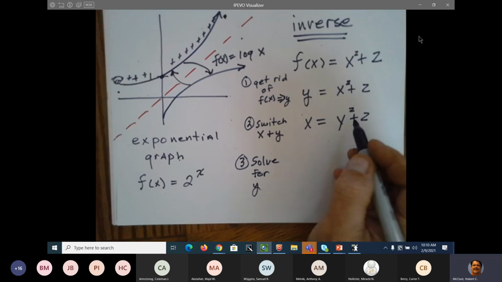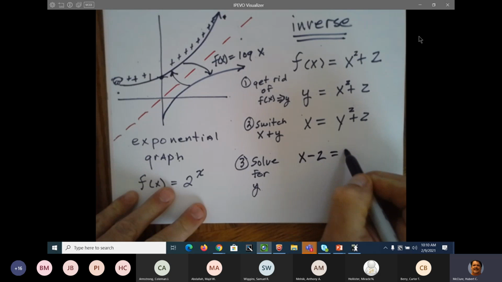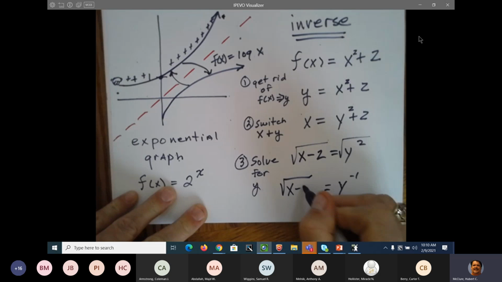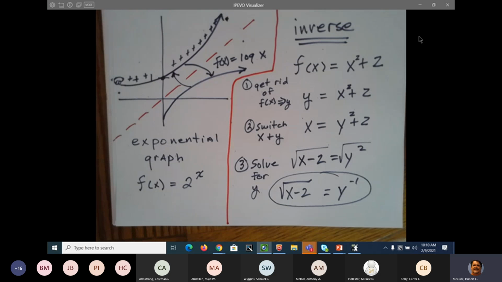So x minus 2 is equal to y squared. Take the square root. Y inverse is equal to the square root of x minus 2. Now I just showed you how to find, algebraically, the inverse. Now I'm not spending a lot of time on each of these because one, it's a review, and two, I know my 109 students saw it last semester.